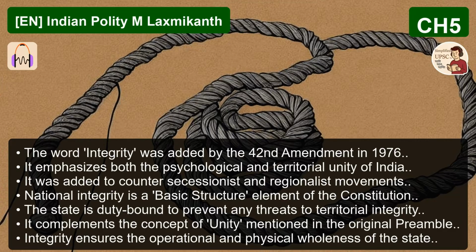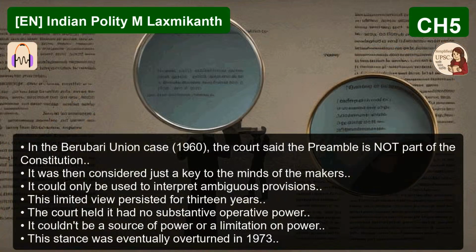Through several mechanisms. Firstly, single citizenship. This is a direct contrast to federal systems like the U.S., where you have both state and national citizenship. Single citizenship reinforces allegiance only to the Union. It does. Secondly, the fundamental duties, specifically Article 51A, which requires citizens to uphold and protect the sovereignty, unity, and integrity of India, and to promote harmony and the spirit of common brotherhood.